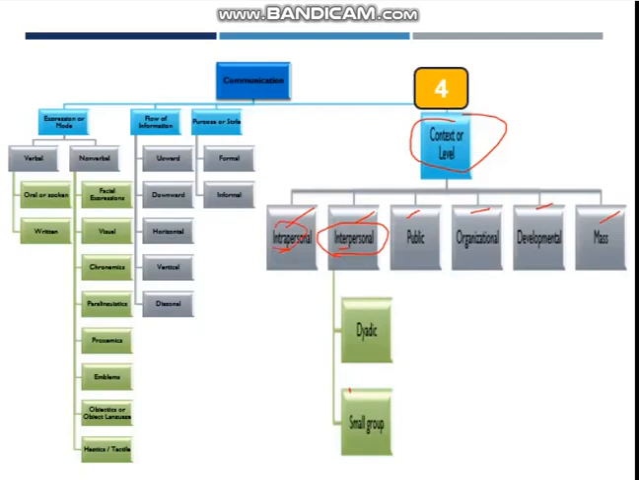For intrapersonal, talking with oneself, only one person is involved. Interpersonal would mean that there would be two people involved or more. So when we talk about interpersonal, it could be dyadic, from the term itself, dyad, two people are involved, or it could be small group. When we talk about small group, it could be 3 to 15 people.